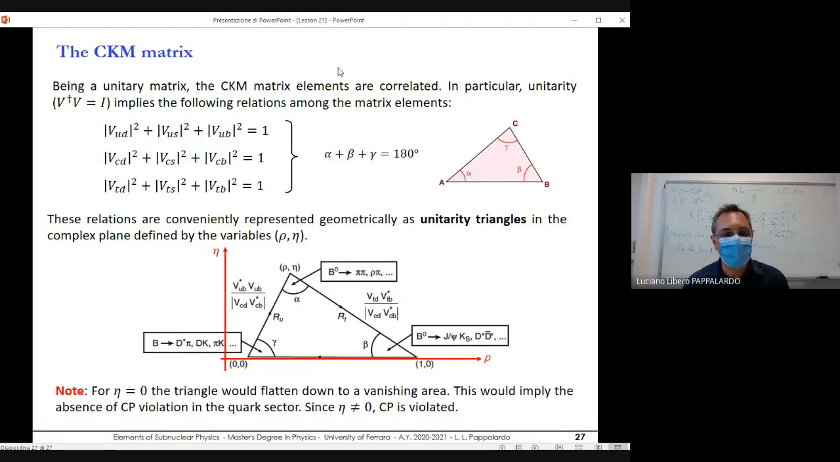So if eta were 0, okay, then geometrically the triangle would flatten down to the real axis, right? And this would correspond to having no CP violation. Okay, because CP violation only relies on this eta parameter being non-zero. So since eta is different than 0, then the angles alpha, beta, and gamma are sizable. They have been measured. We will come back to this next week. And indeed, CP is violated.